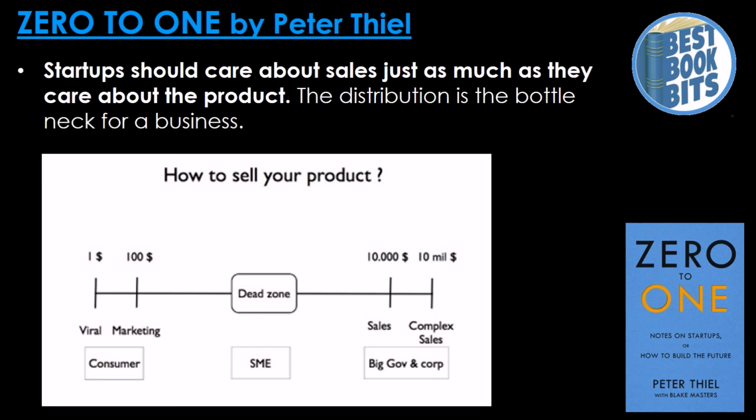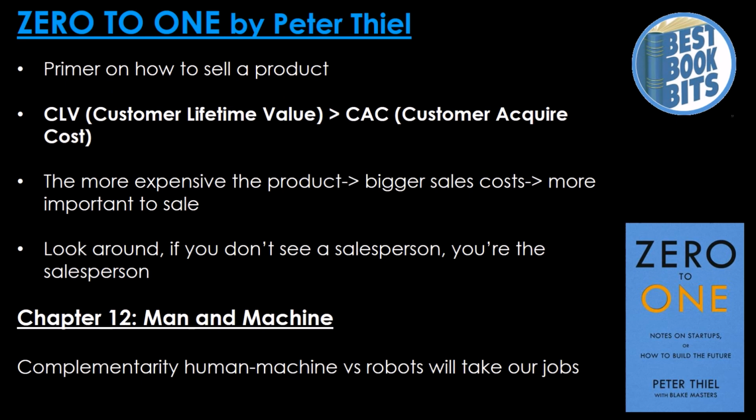How to sell your product. You'll see on the graph, on the left, we've got viral marketing, which is consumer, $1 to $100. In the middle, you have SEM, which is the dead zone. And on the right, you have sales and complex sales, which is big government and corporations, anywhere from $10,000 to $10 million. The primer on how to sell a product.